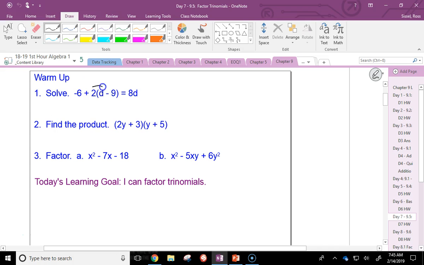Okay, so we distribute our 2. So I'd still have negative 6 plus 2b minus 18. And then we would combine my terms. So I'm going to minus 2d. Negative 6 minus 18 is negative 24. Alex? And we would end up dividing by 6. We would get d equals negative 4.